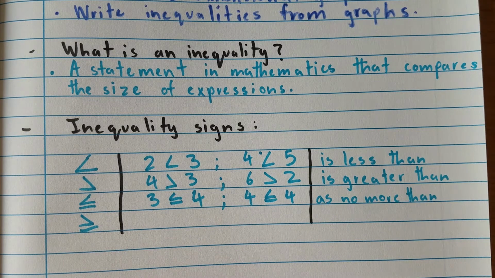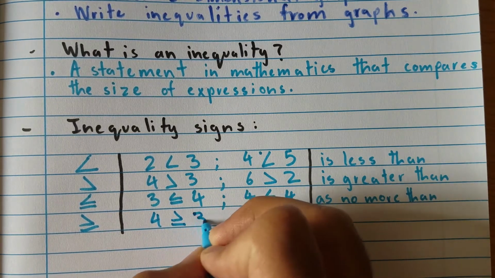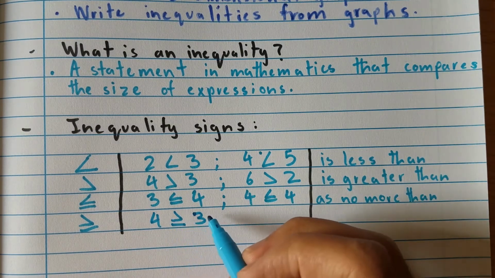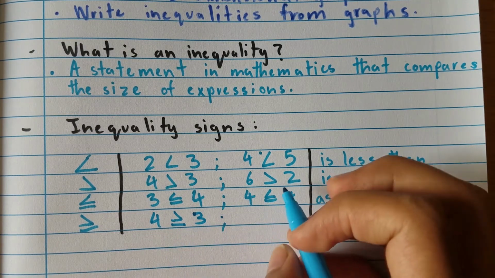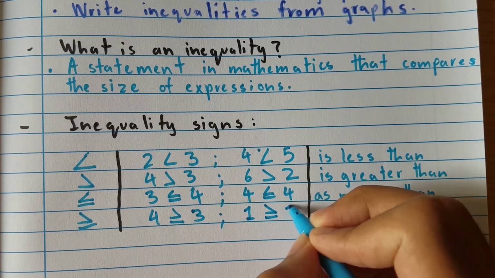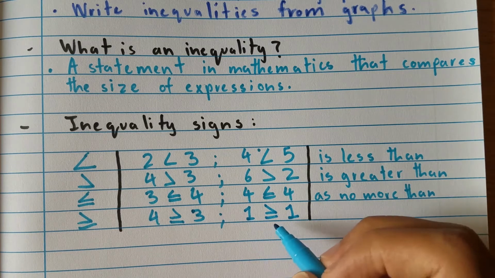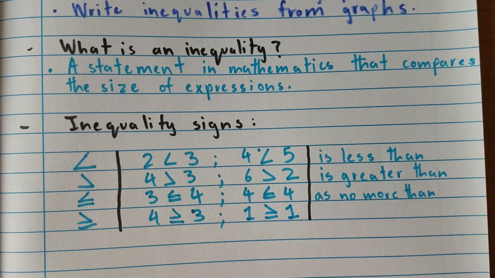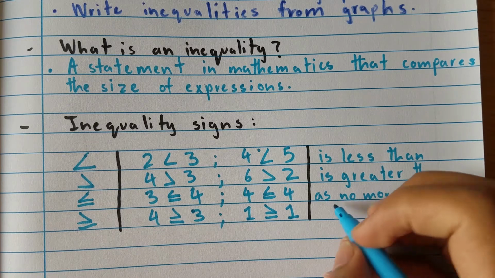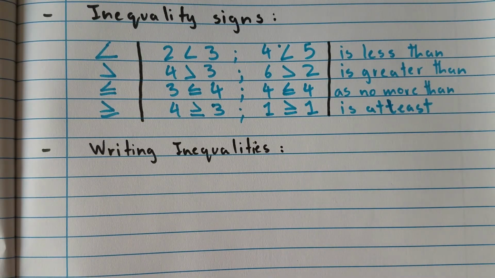So let's give some examples. 4 is greater than or equal to 3 because 4 is greater than 3 even though it's not equal to 3. And we could also say that 1 is greater than or equal to 1. Although it's not greater than 1, it's still equal to 1. So this inequality is true. And in terms of phrasing, this would be is at least, or also some number is no less than some other number.